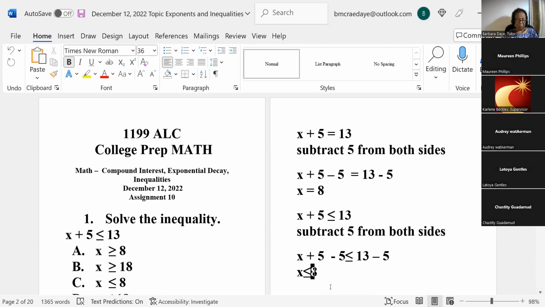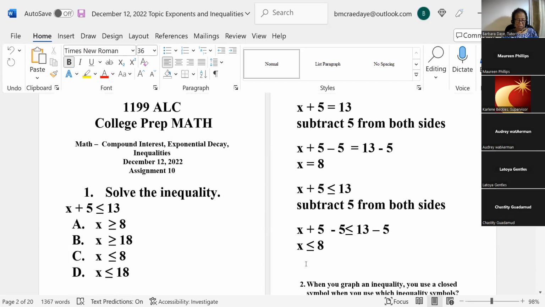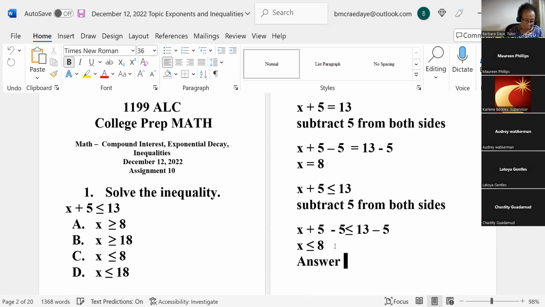C. x less than or equal to 8. That is correct. See how you did that one, Maureen? You didn't want to do it. You did it. Answer C. So let's put it here. Answer C. x less than or equal to 8.